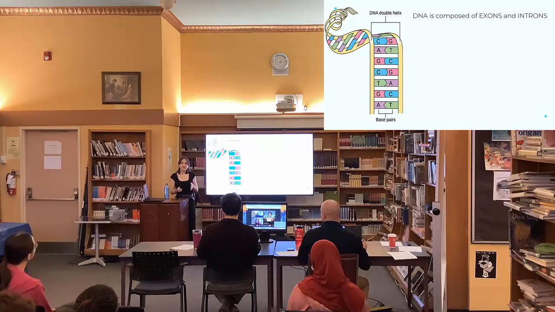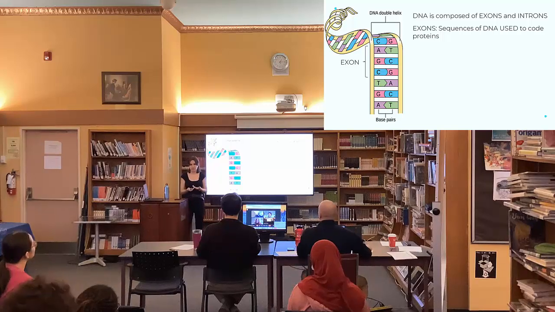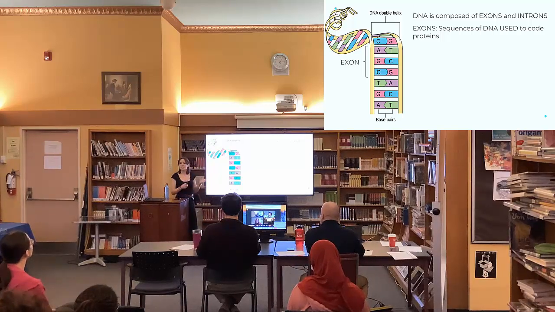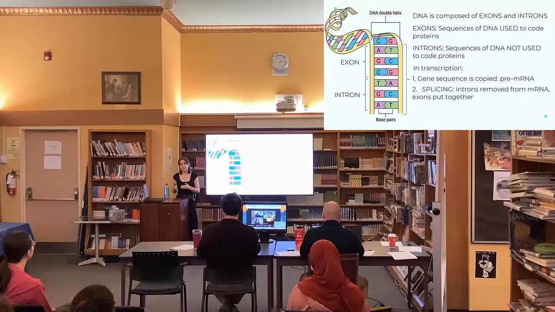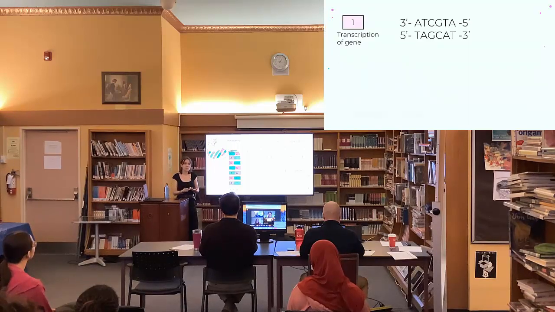So DNA is composed of exons and introns. Exons are the sequences that are used to synthesize proteins, while introns are the sequences not used to code for proteins. It is in the process of transcription that an initial copy of the gene is made, containing both introns and exons. And it is through the process of splicing that the introns are removed and the exons are put together into what we call our final mature mRNA that is ready for translation and protein synthesis.